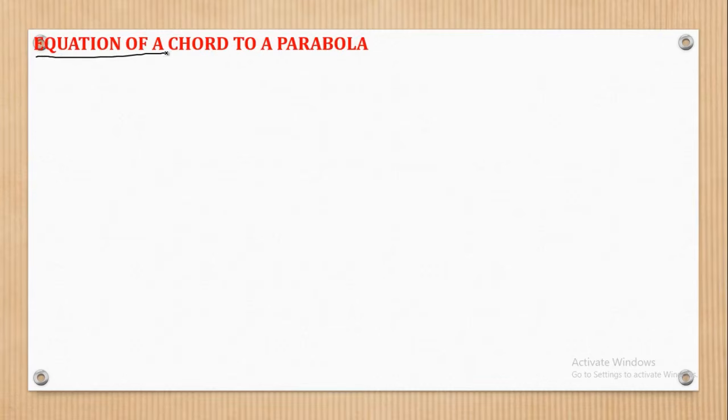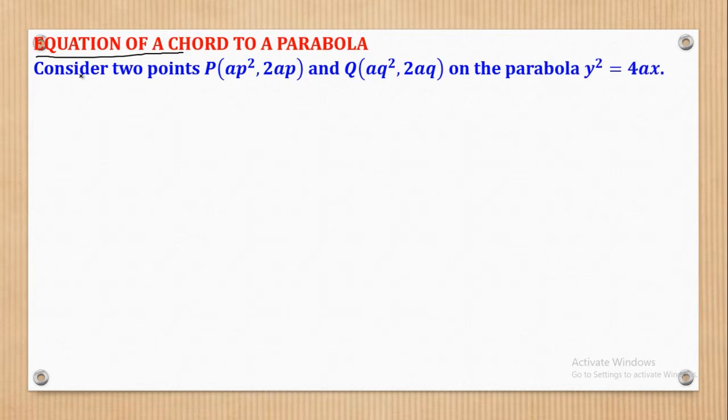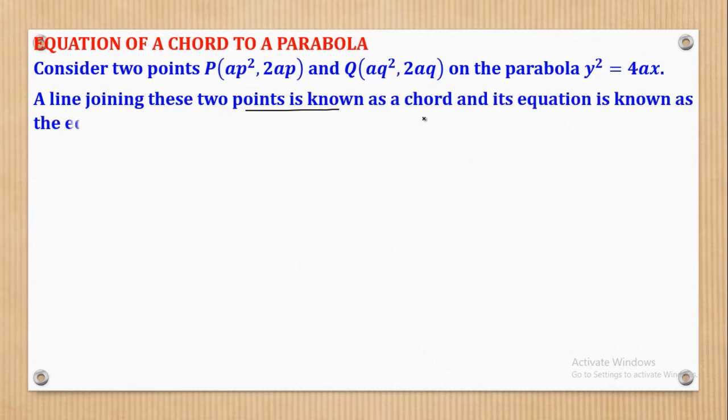So now I shall go to the equation of a chord to a parabola. I've seen tangents and normals, now we shall go to chords. So consider 2 points P and Q on the parabola. A line joining these 2 points is what we call the chord, and this equation is what is known as the equation of the chord.